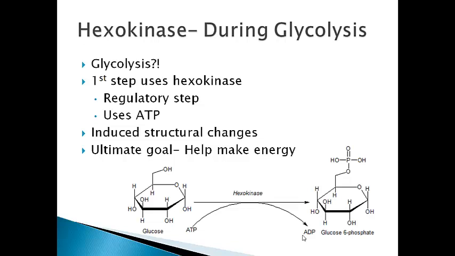Hexokinase is also inhibited by its product, glucose 6-phosphate. When large amounts of glucose 6-phosphate are detected, the cell is told that it no longer needs glucose for energy, and the enzyme slows its activity. This prevents hexokinase from using up all the glucose, which needs to be used for other functions in the body.